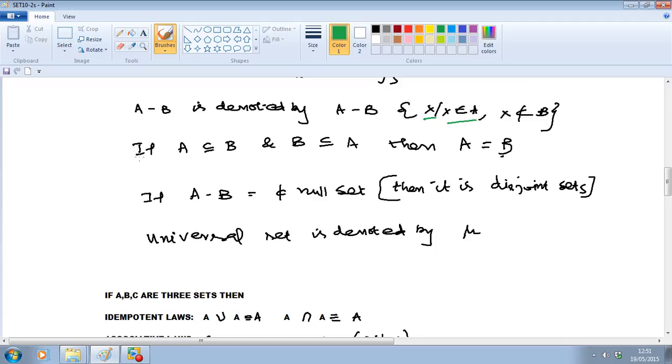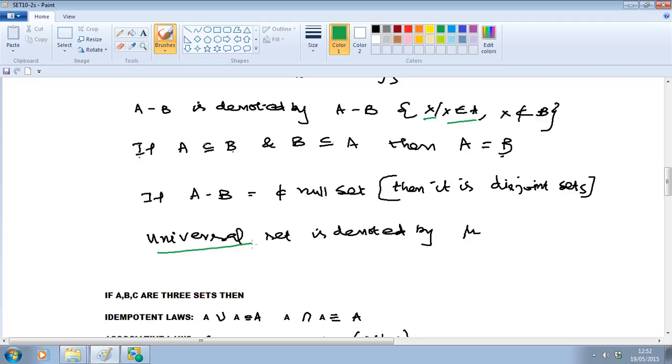The reading is important. If A is a subset of B, this means subset. If B is a subset of A, then if it is the other way also, then A is equal to B. If A minus B is equal to the null set, null set means nothing common. And it is disjoint, then within the two sets there is no link.